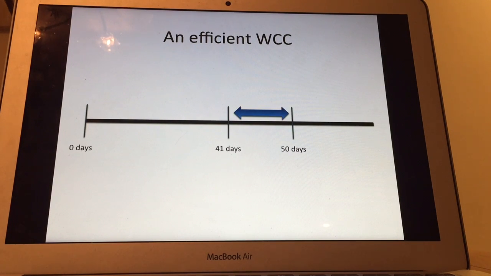An efficient working capital cycle. As we can see, 50 days is when the customer pays us. 41 days is when the supplier is paid, therefore 50 days minus the 41 days is 9 days. This means only a short period of time needs to be financed, which is important in order to keep the company as highly effective as possible and as competitive in the market as possible, as it means cash will be flowing through the business a lot quicker than if it was an inefficient cycle, which will be shown next.